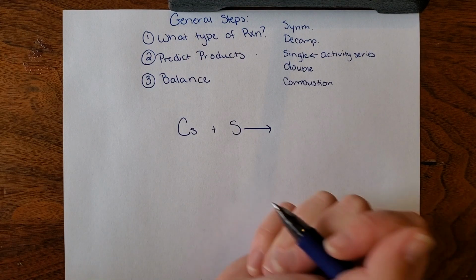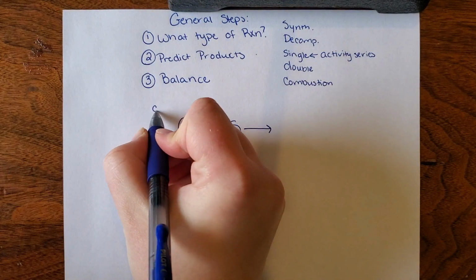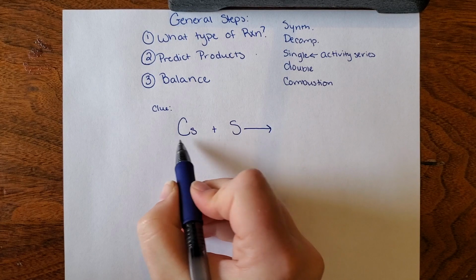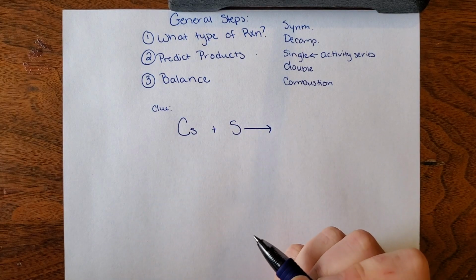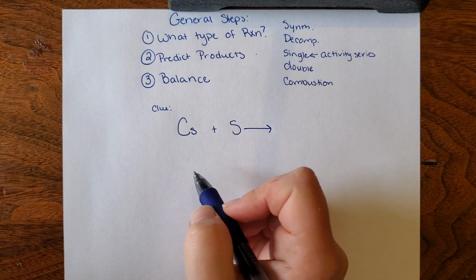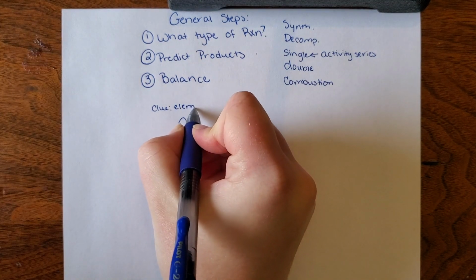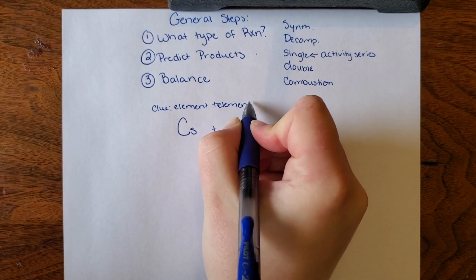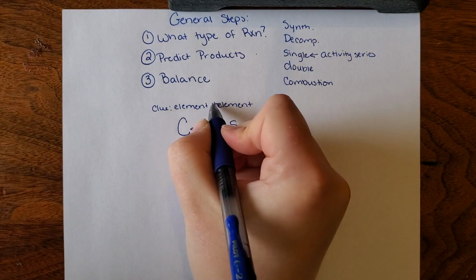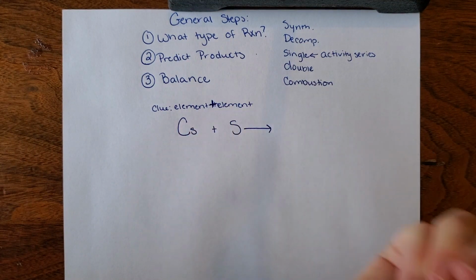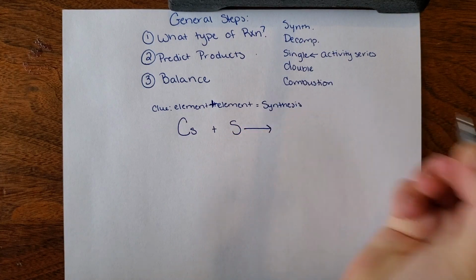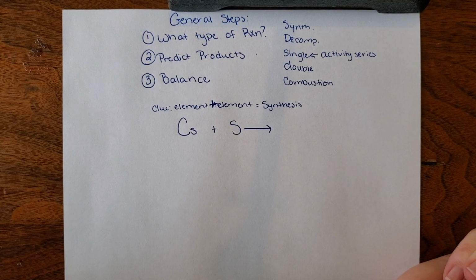And so this first reaction that you're going to see here, the clue, or the thing that's going to help you decide what kind of reaction, is that both of your starting substances are elements. So they're not combined with anything else. And so anytime you see an element plus an element, that will always tell you you're dealing with a synthesis reaction. So you're combining 2 simple things and you're making something that's more complicated.